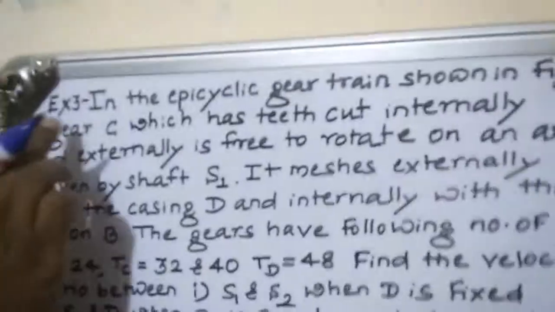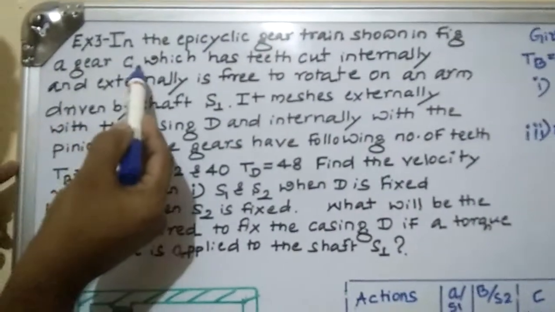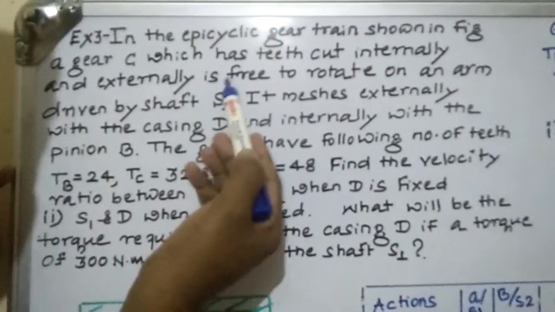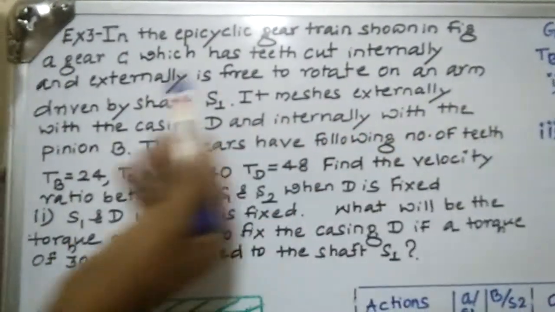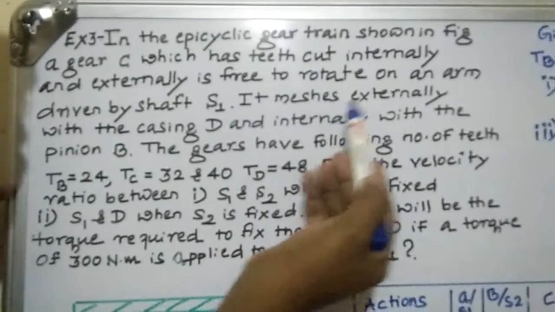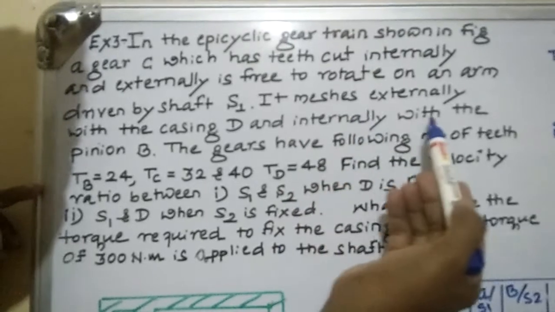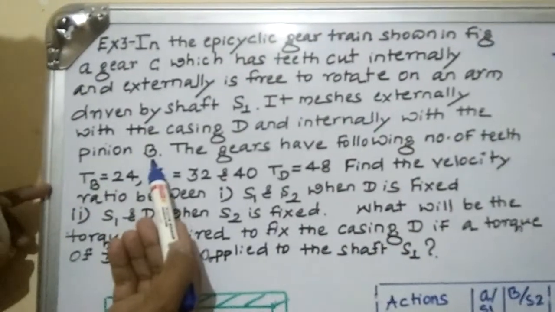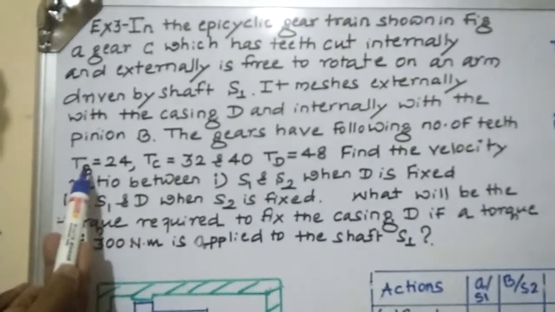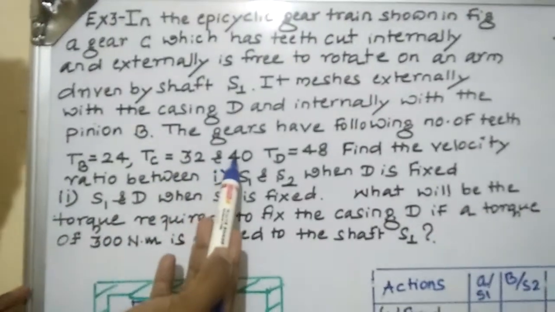Okay, first I'll read the problem. In the epicyclic gear train shown in the figure, a gear C, which has teeth cut internally and externally, is free to rotate on an arm driven by a shaft S1. It meshes externally with the casing D and internally with the pinion B. The gears have the following number of teeth: TB equal to 24, TC equal to 32 and 40.